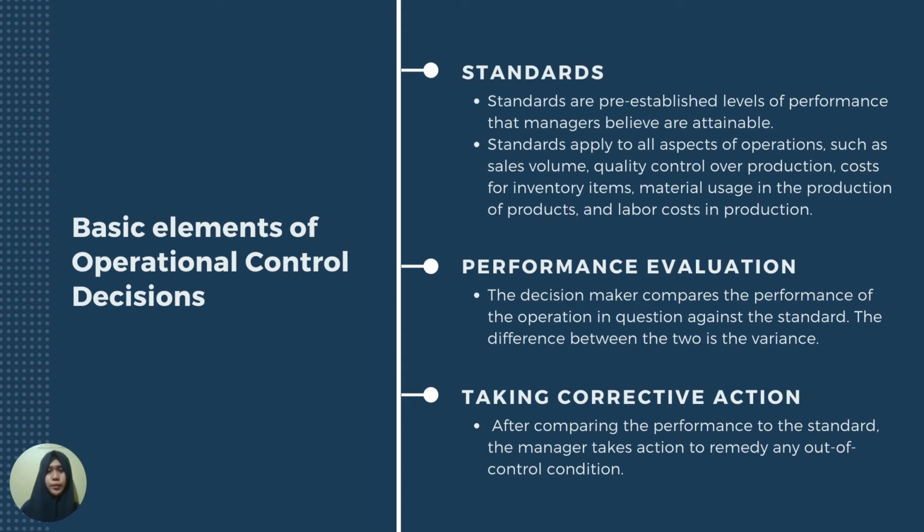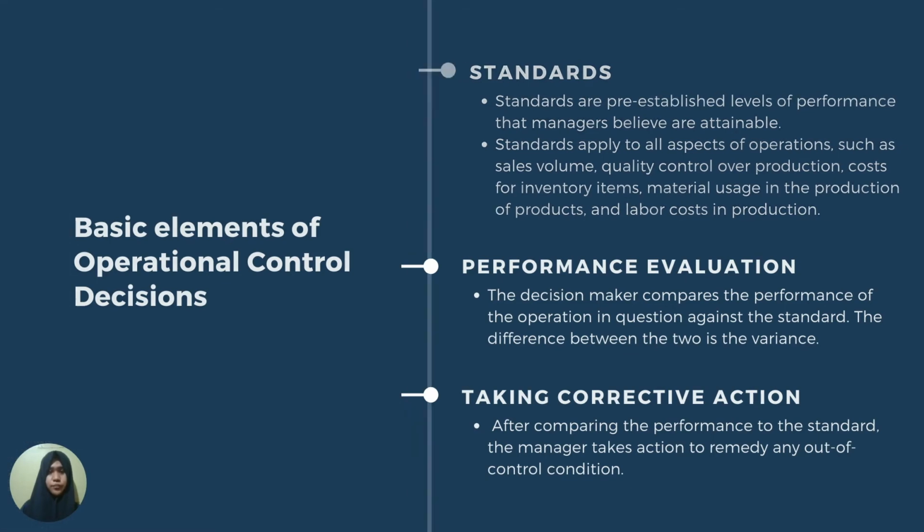The decision maker compares the performance of the operation in question against the standard. The difference between the two is what we call variance. So when we say variance, for instance, this is the difference between the expected price, which is also the standard price, and the actual price paid. So the difference between the two is what we call variance. So corrective action: after comparing the performance to the standard, the manager takes action to remedy any out of control condition. So corrective action is more like a remedy function.